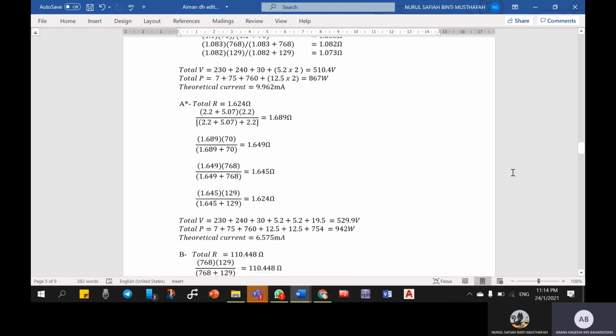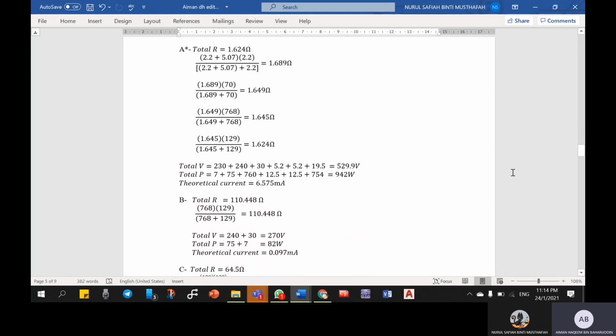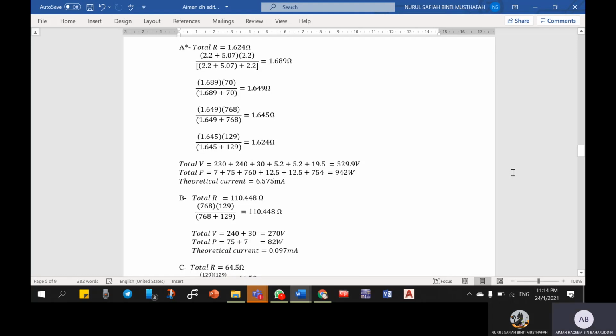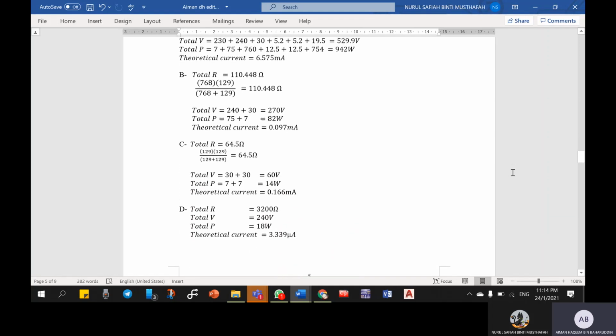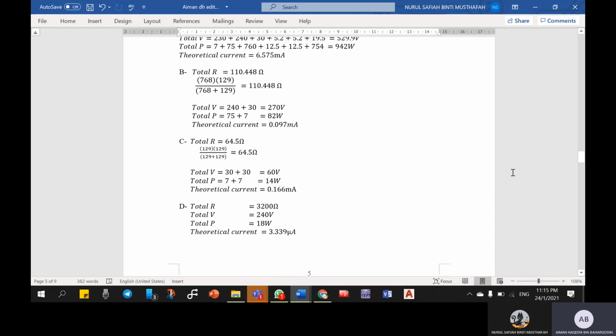For A star, the total resistance is 1.624 ohm, and the total voltage is 529.9 volt. The total power is 942 watt, and the total current is 6.575 milliampere. As for circuit B, the total resistance is 110.448 ohm. The total voltage is 270 volt. The total power is 82 watt, while the total current is 0.097 milliampere.